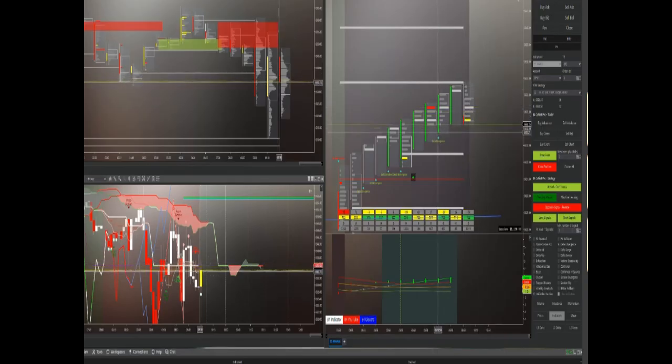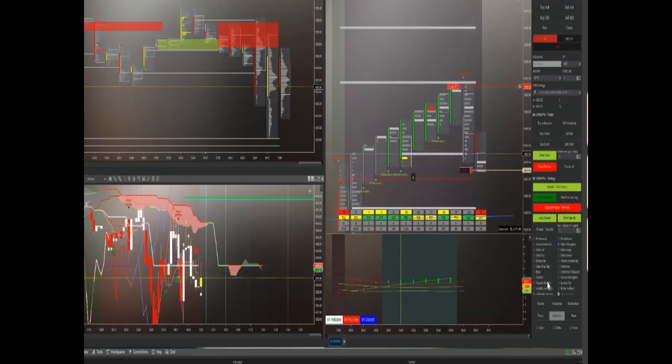If not, I'll get another delta divergence or unfinished auction, which is the two signals that I have selected here. Order filled. Okay, I'm all right with that.